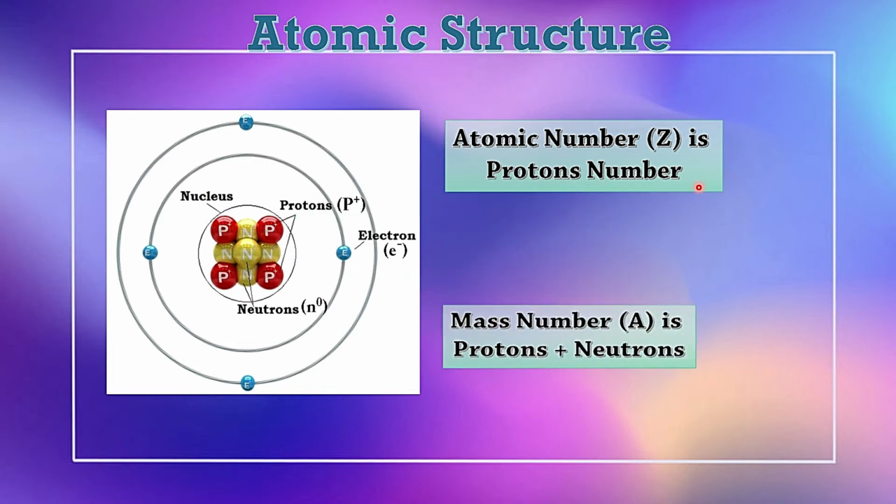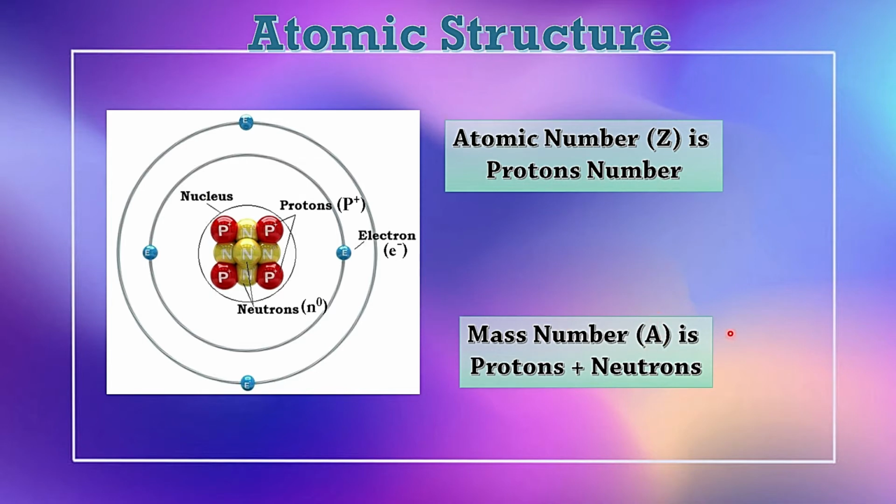And the mass number, which is represented by A, is the sum of protons and neutrons. Therefore, it is also called the nucleon number. It tells you the subatomic particles present within the nucleus.